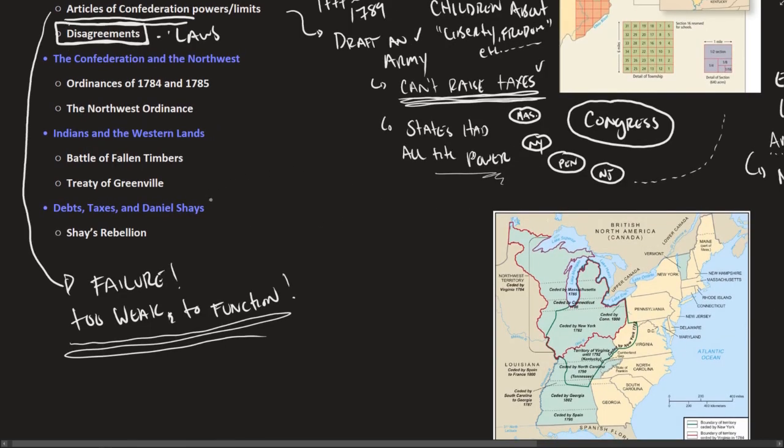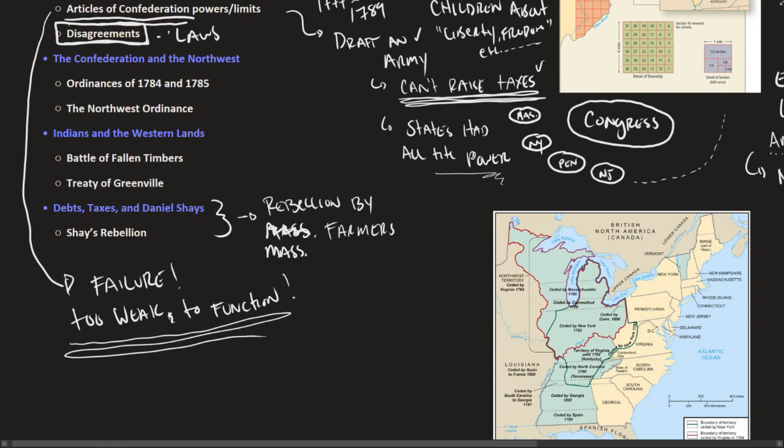One of those problems was rebellion. Shays' Rebellion. This was a rebellion by Massachusetts farmers. Daniel Shays, who was a Revolutionary War veteran, and a lot of farmers who were overtaxed and put in debt and put in prison for not paying back their taxes. Daniel Shays and a group of veterans from the Revolutionary War began breaking people out of prison.